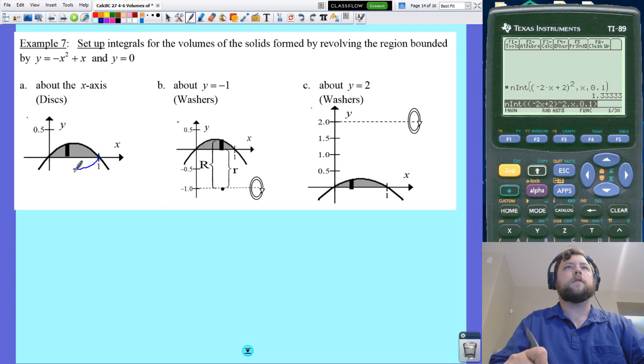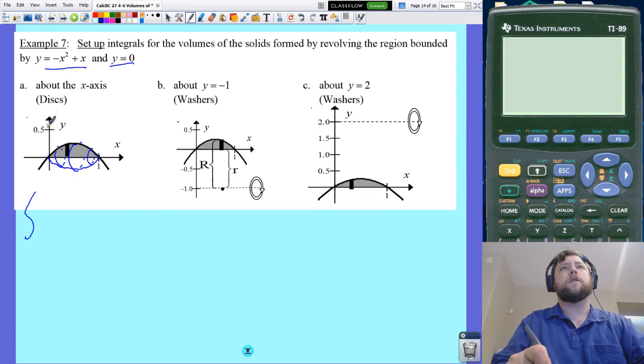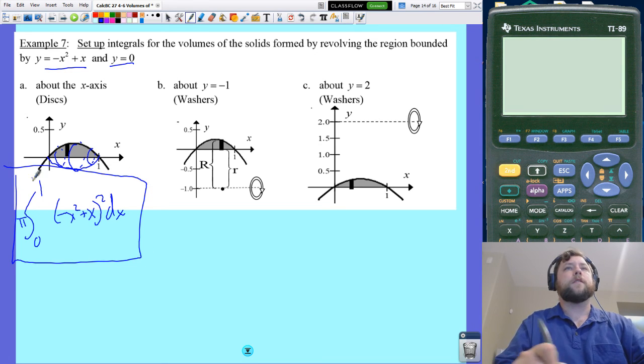So what happens when it revolves around the x-axis? It forms this kind of football shape. You can kind of see it. I know my function here is negative x squared plus x, and y equals 0 is the axis it's revolving around. So it's going to go from 0 to 1, and the function is negative x squared plus x, squared, dx, and don't forget the times pi. So there's my setup for the volume. Pretty simple, plug it into a calculator.